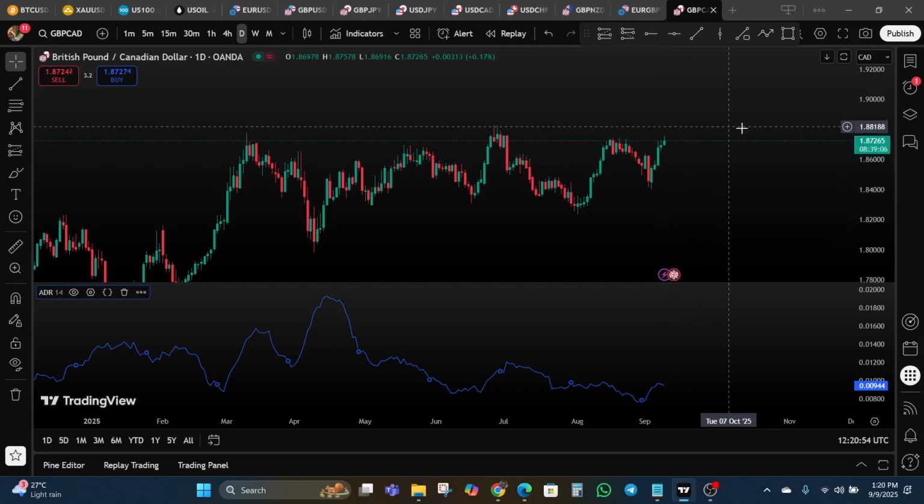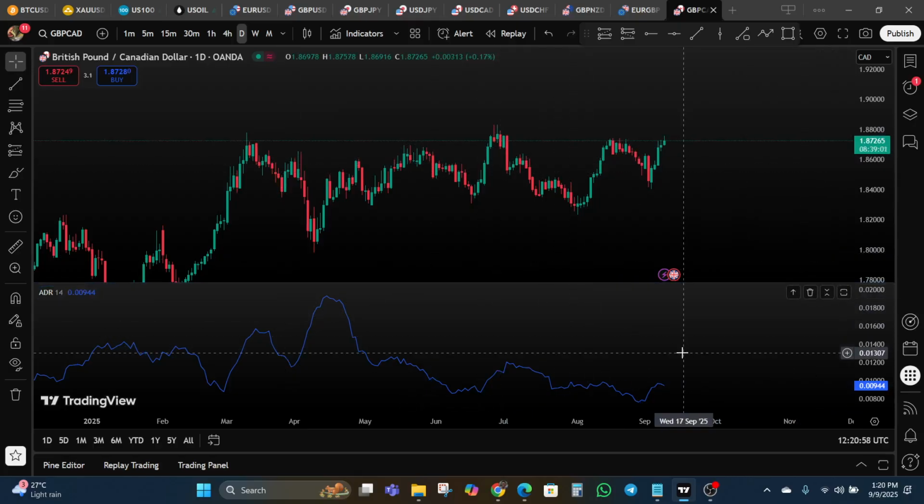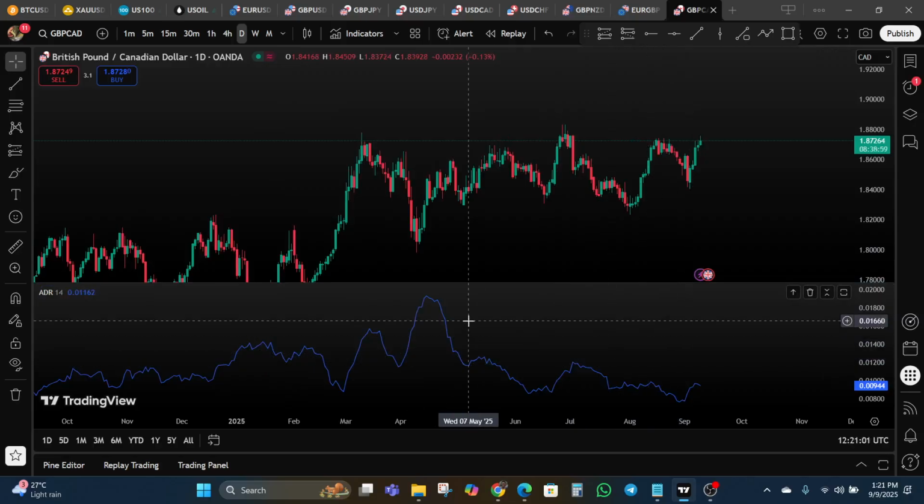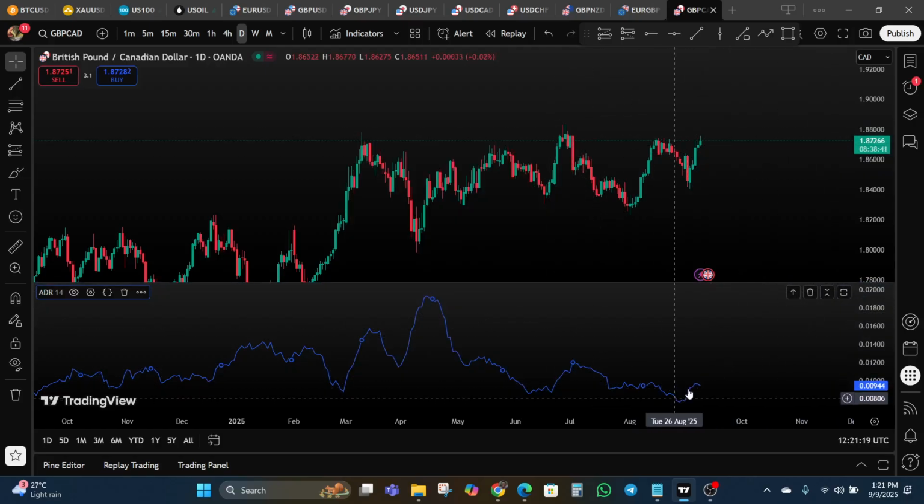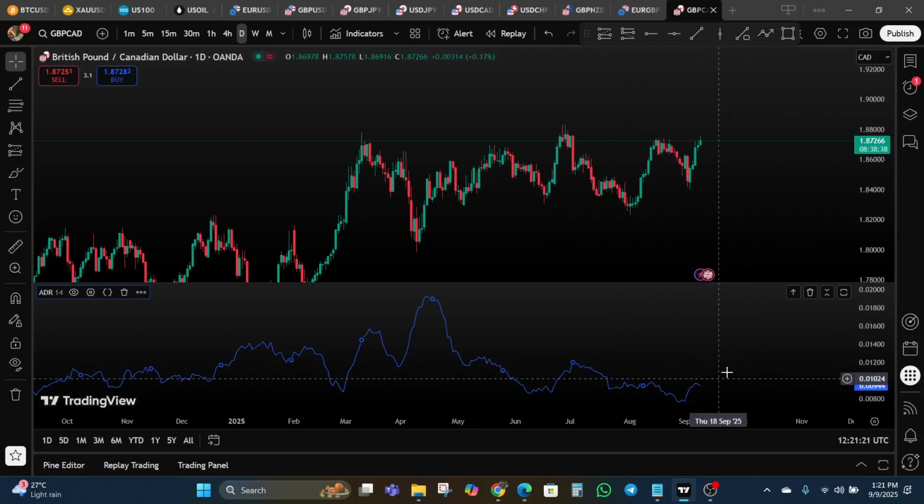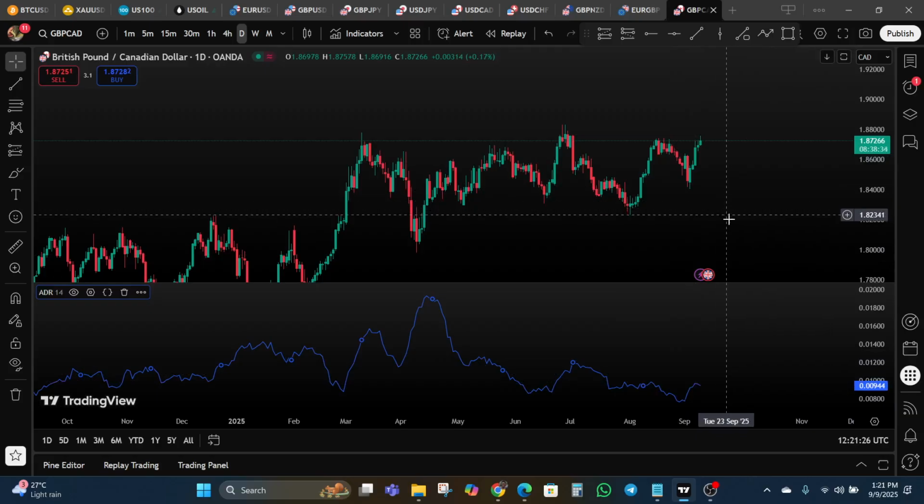But that's if you are doing manual calculations. If you're making use of this indicator, then of course the calculation is done automatically, based on a default length of 14 periods. Of course, you can edit this length depending on the number of periods that you want the calculations to be done on. And then you take note of the values of the indicator at any given time.